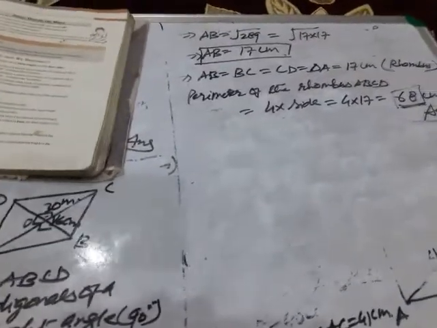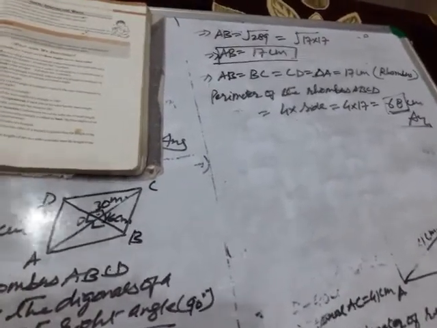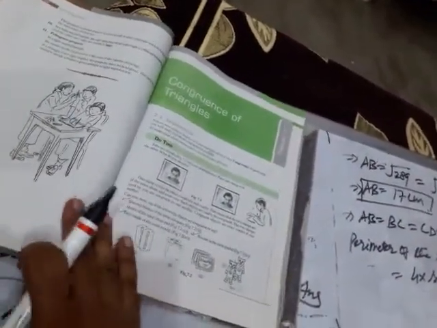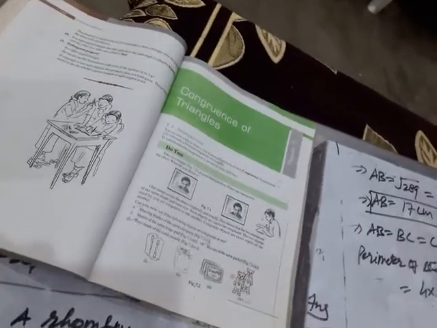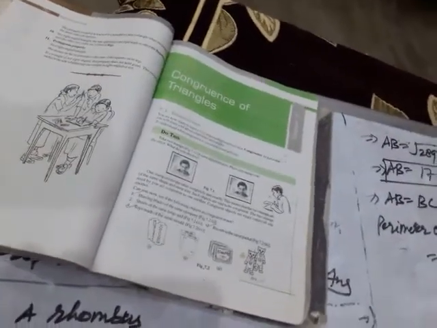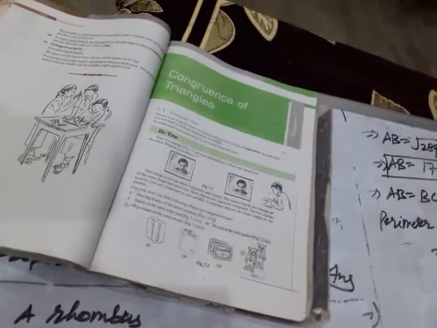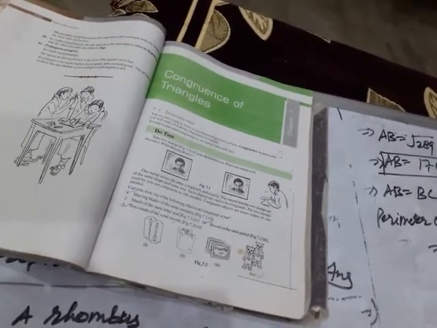Okay, children. So now this exercise came to an end. The next chapter is congruence of triangles, chapter 7. We will take it up in the next class, because now the video is going to be very large and it will be very difficult to upload it.